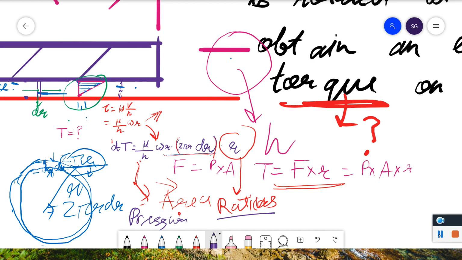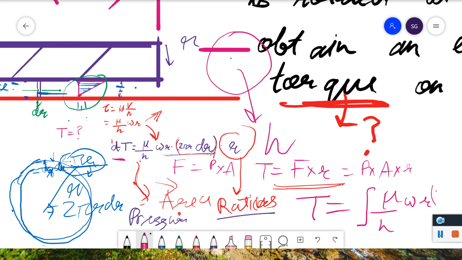And why have we multiplied this force into radius? Because we are more interested in this one, the upper limit, the radius one. So we have to just integrate it now. We have got the expression. Now for the total torque, this is T. Total torque is integration of, this was the dT, I will do the integration of mu upon h omega r 2 pi r dr.